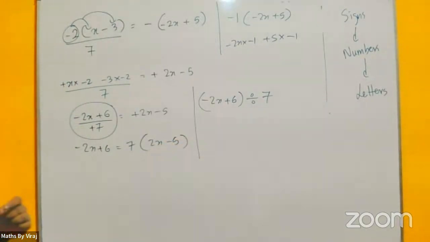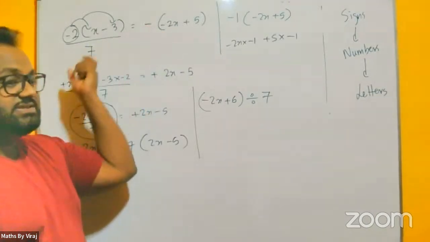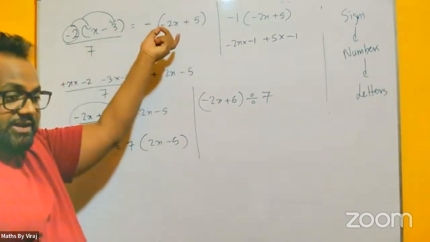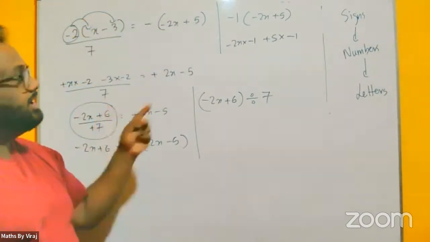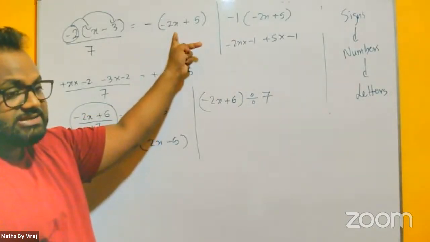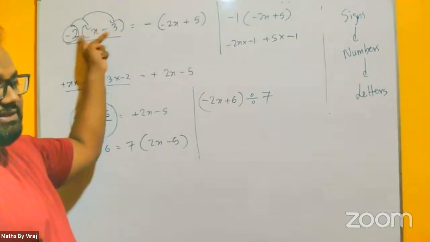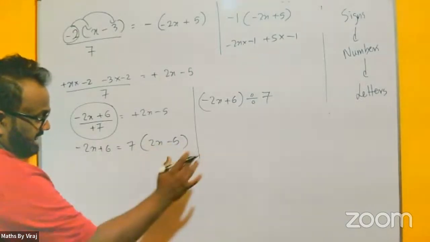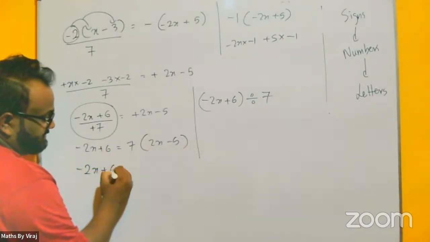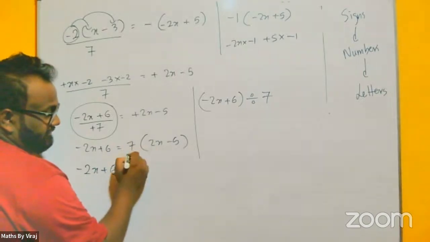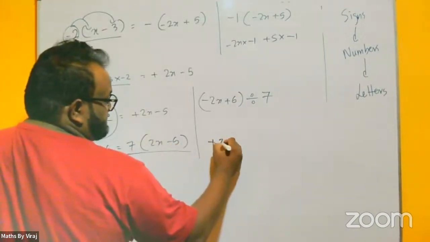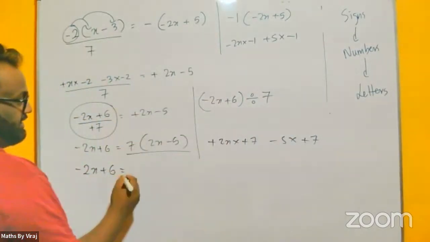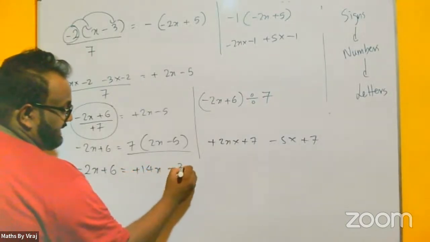Now what you should understand clearly is that whatever was there to be dealt with, fractions or brackets, we deal with it and we deal with each individual sign. Here we deal with the minus and minus 2x plus 5. Here we deal with this and now when the 7 goes to the other side, it becomes multiplication. Therein what we have? Minus 2x plus 6 is equal to, here, whatever you think is happening again, plus 2x into plus 7 minus 5 into plus 7. Therein plus 14x minus 35.